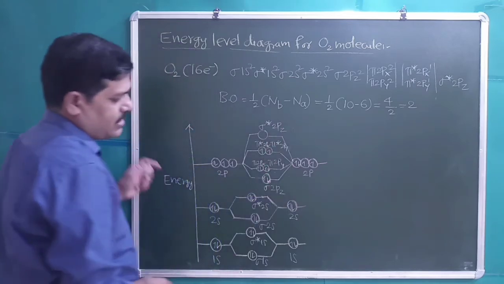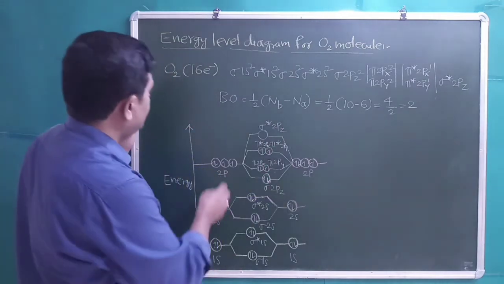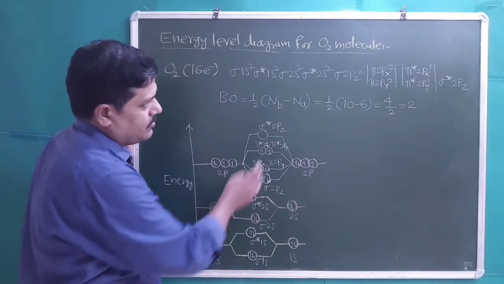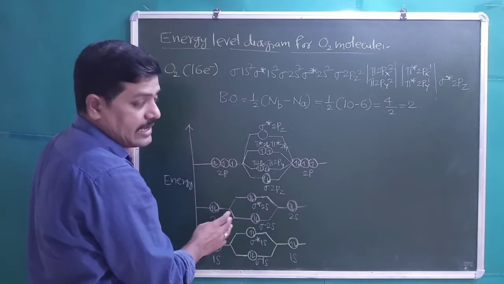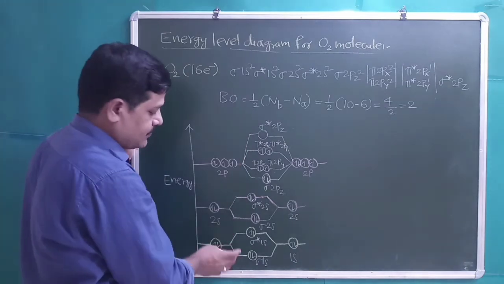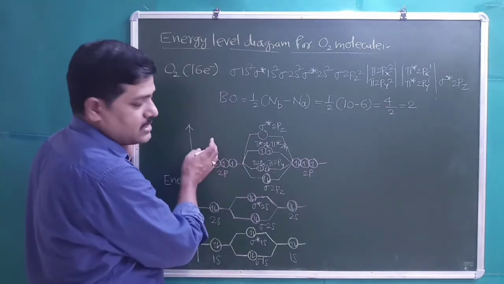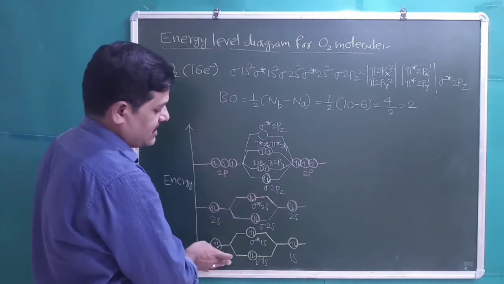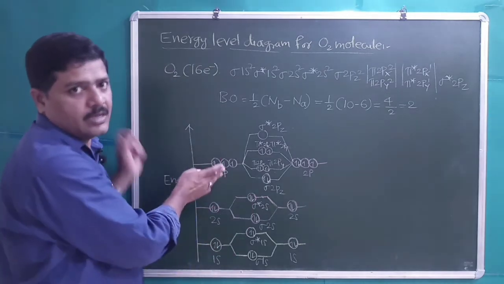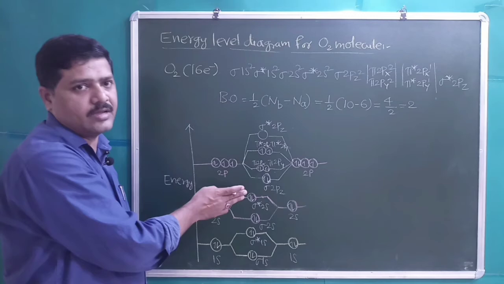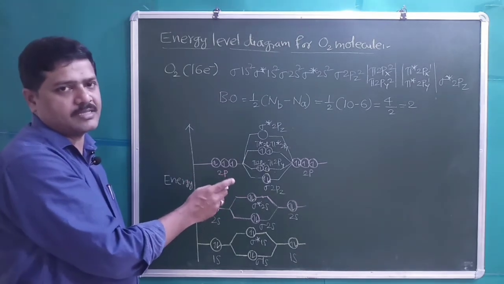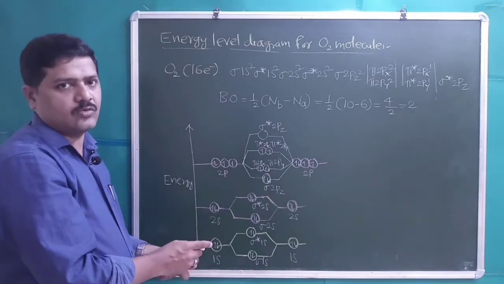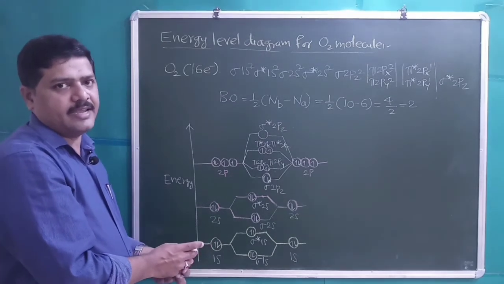Students, this is the energy level diagram for the oxygen molecule. First we write the electronic configuration, and based on that we can write the energy level diagram. From bottom to top, energies are increasing. Now let us write the electronic configuration for some other molecules: O2 plus, O2 minus, O2 2 minus, and Ne2.